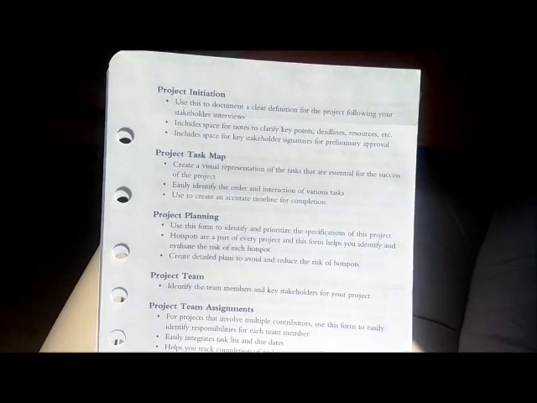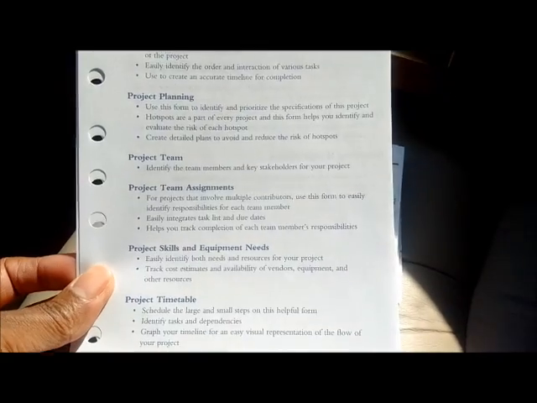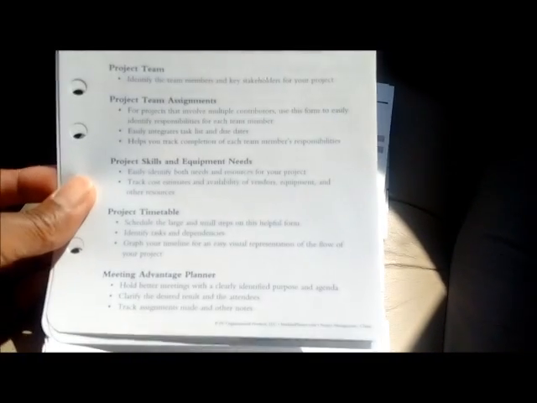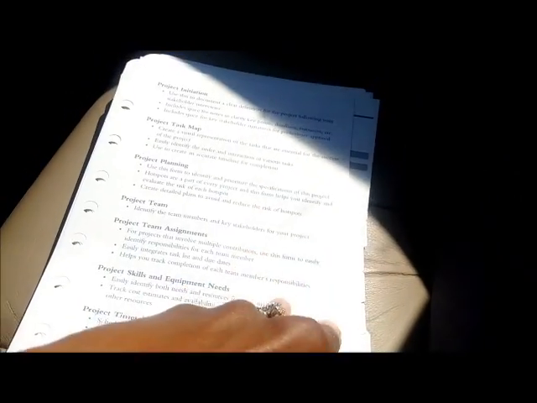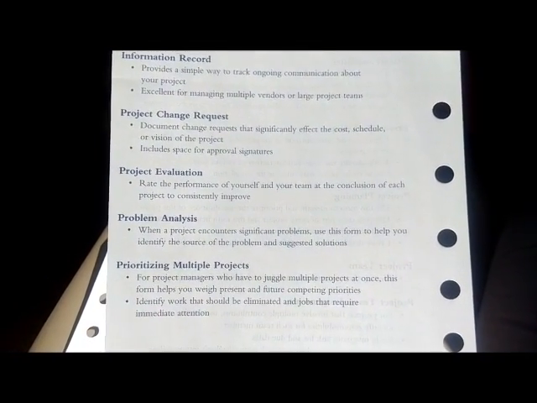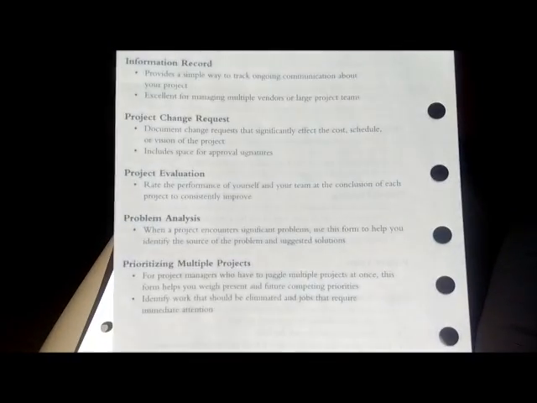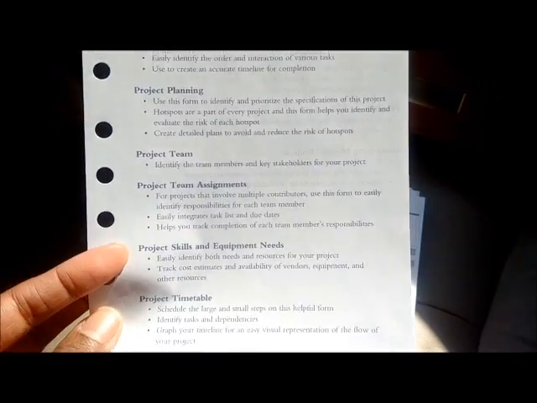This is just another page that talks about project management, talks about project initiation, the task map, planning, the project team assignments, project skills and equipment needs, project timetable, meeting advantage planner. Right along here, there are some other topics on the back like information records, project change request, project evaluations, problem analysis, and prioritizing multiple projects. So I think this is listing each of the 14 forms and what you will be using the forms for. This is just an overview of each form.